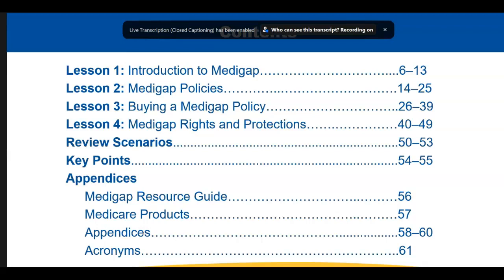We have 4 lessons. We're going to introduce Medigap. We'll talk about the policies. We'll talk about how to buy a Medigap policy and Medigap rights and protections. We have a few scenarios that we'll walk through that are very helpful in finding information. And then we'll wrap things up with some key points and share some of the resources that are available to you and other Medicare products as well.